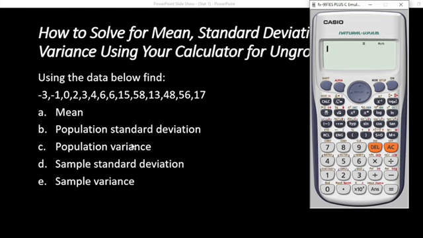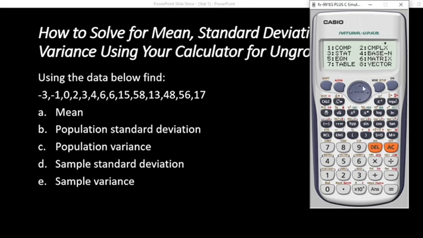So let's go to our calculator. When you are solving them manually, you need to solve for a whole lot of things. But we can use our calculator to simplify all this process in just a few steps. So we will just go to our calculator.